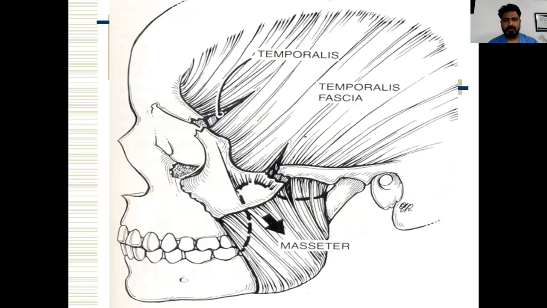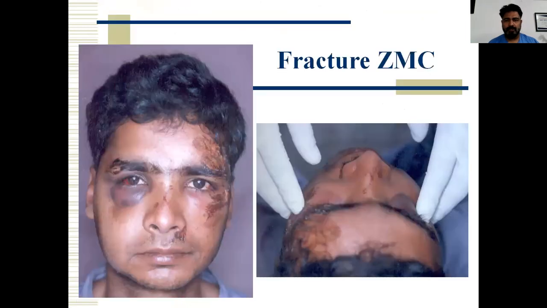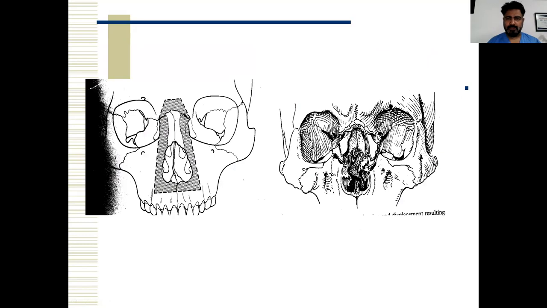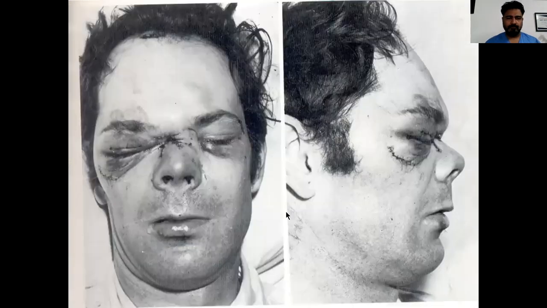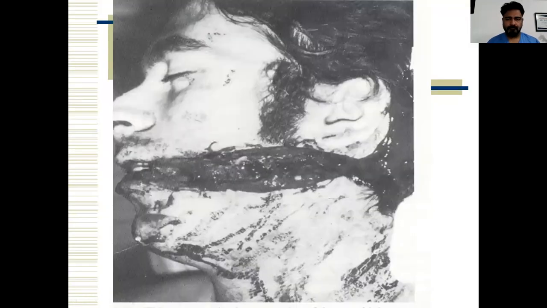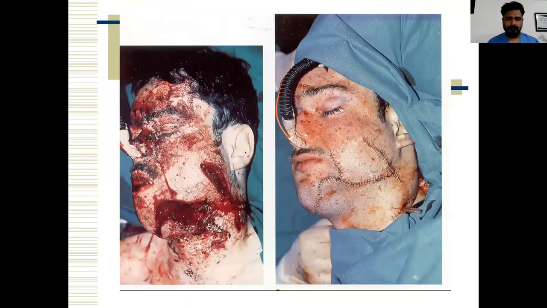So these are the muscles of the facial region. Then in the maxillofacial region, we have ZMC fracture, zygomatic complex fracture. As you can see, this is typical panda eyes, or you have seen the panda beard. This is panda eyes. Depression of the zygomatic arch. Comminuted area. Soft tissue injuries.